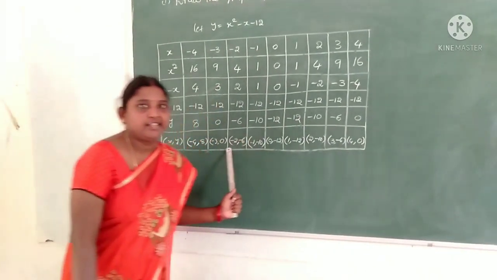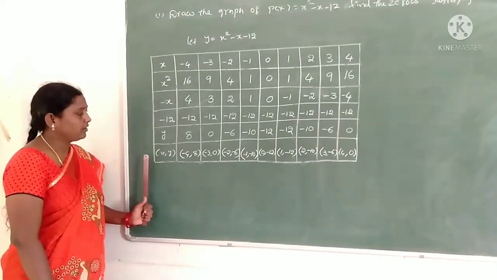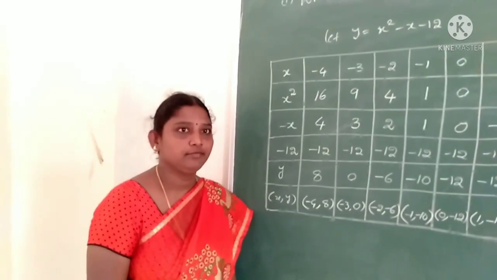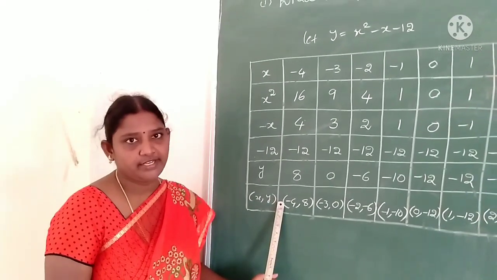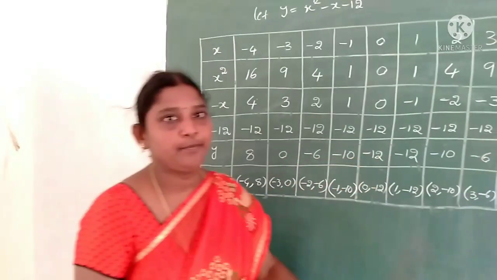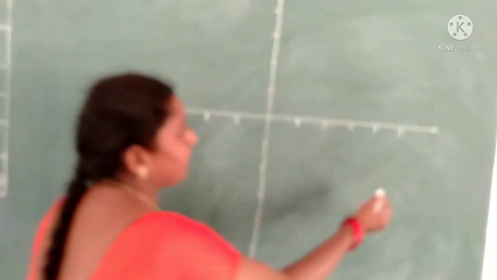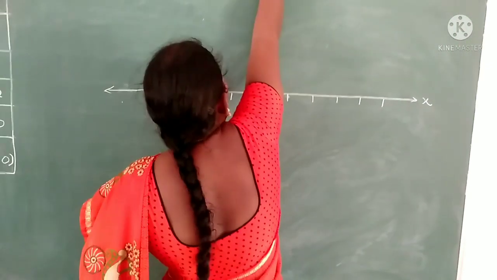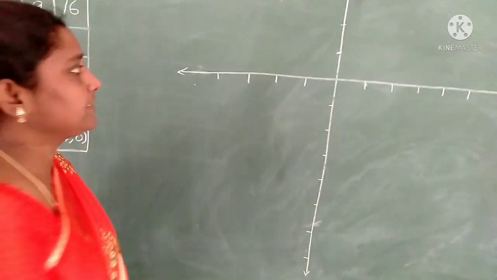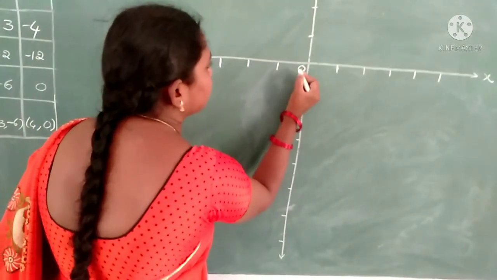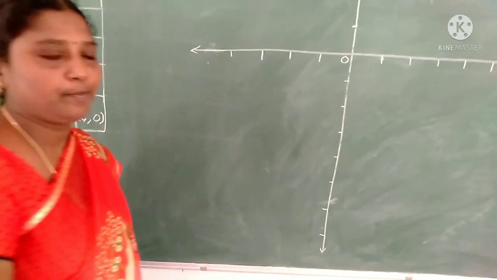So we find the ordered pairs. Now these points are located on the graph paper. First we draw the x-axis and y-axis. This is the origin. Next we take the x values from minus 4 to plus 4.